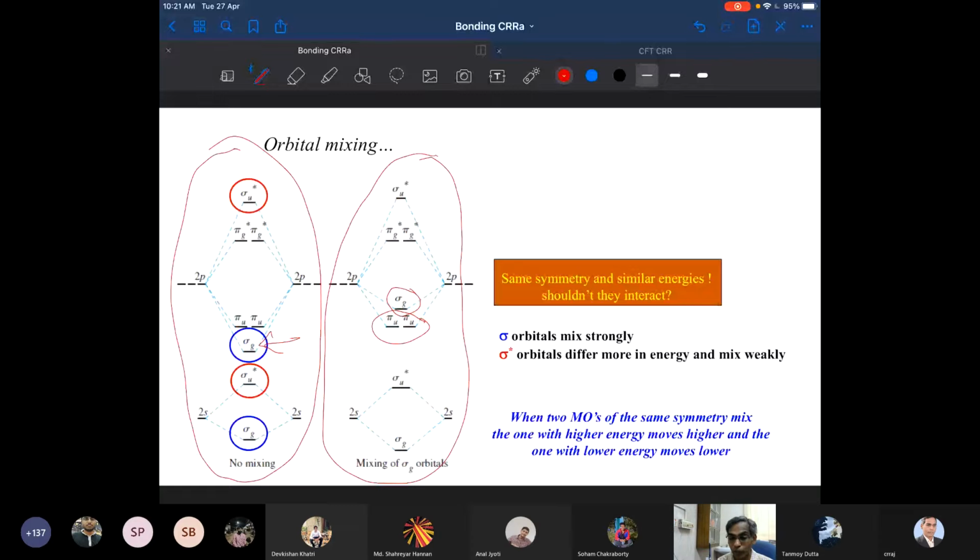Why does mixing come into the picture? Because the energy difference between these two atomic orbitals is too low, and they can undergo mixing. So the order changes. Same symmetry and similar energy, why can't they interact or mix together? Sigma orbitals generally mix strongly. Sigma star orbitals differ more in energy and mix very weakly. These are all based on calculations.